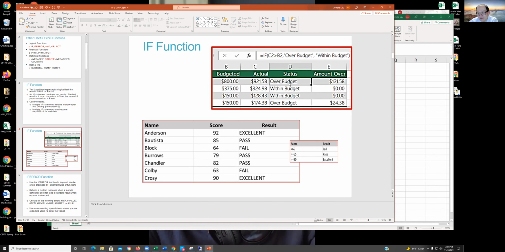And then if it's not, so it's either equal to or less than, then it's going to be within budget. So here you have 324.98, which is less than 375, so that means you're within budget here, okay? So that's what this if check is doing.